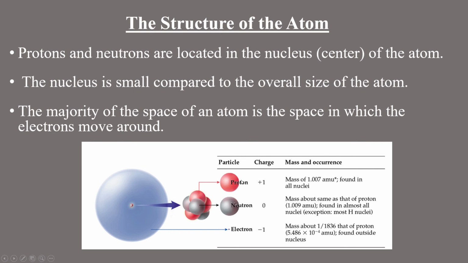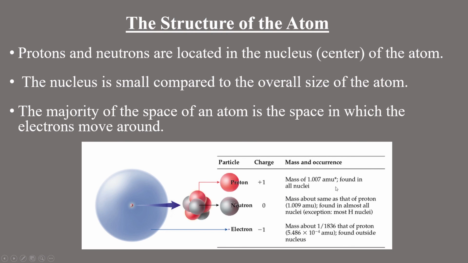The charge on one proton is +1. Neutrons are neutral, there is no charge. We have electrons moving around the nucleus, and the charge of one electron is -1. For their masses, the mass of a proton is close to the mass of hydrogen, and it is 1.007 AMU. Protons are found in all nuclei.